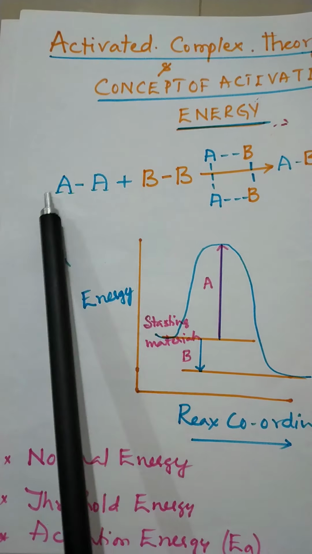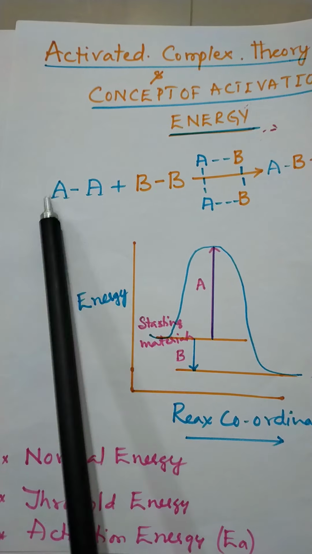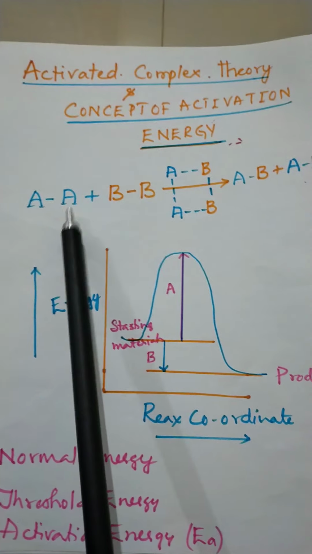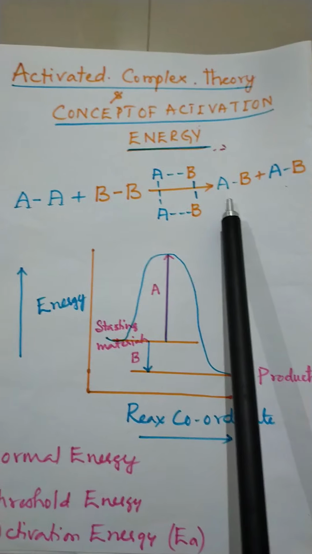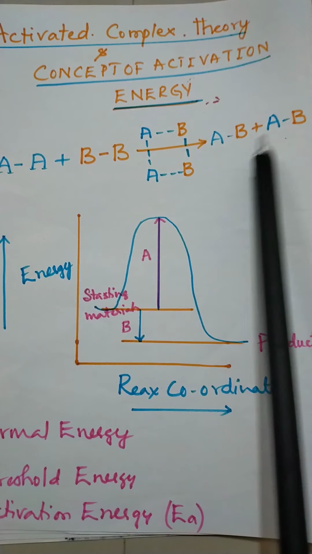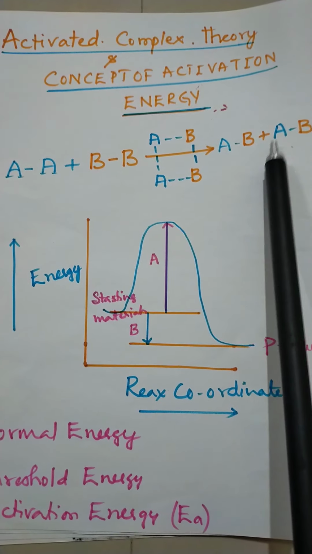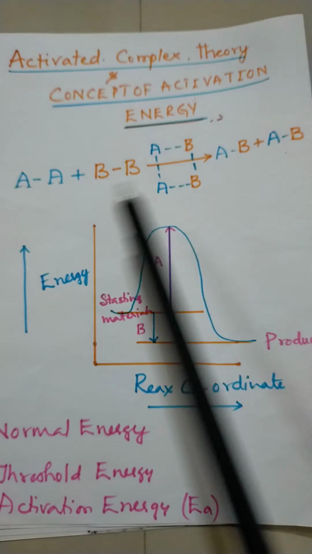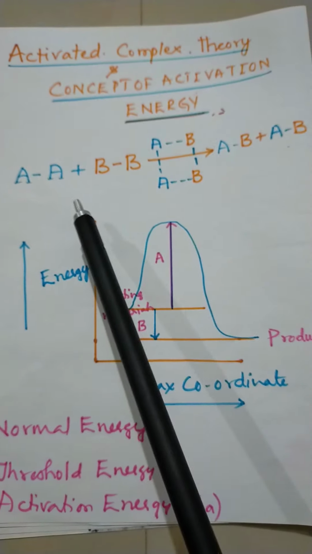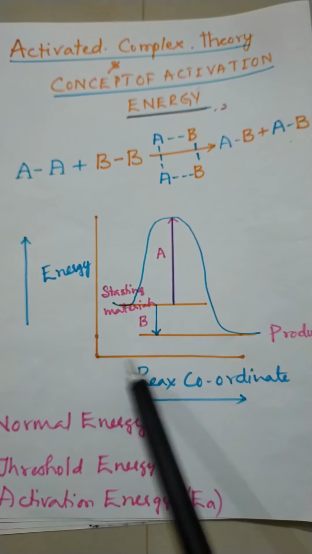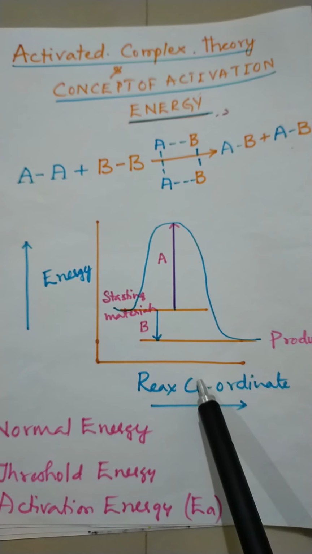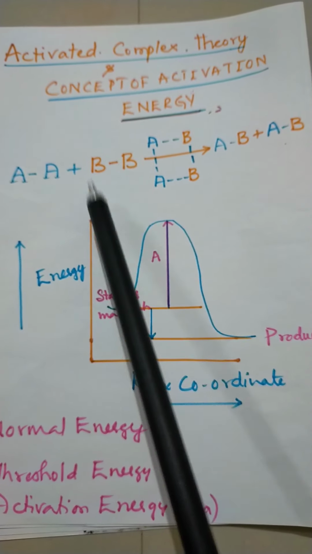Here the reactant is A bonded with A, and B bonded with B. These two are the reactants. They tend to form the product, AB plus AB, just a binding there. This is a general reaction. If we follow this reaction, here is one graph, energy versus reaction coordinates for the same general reaction.